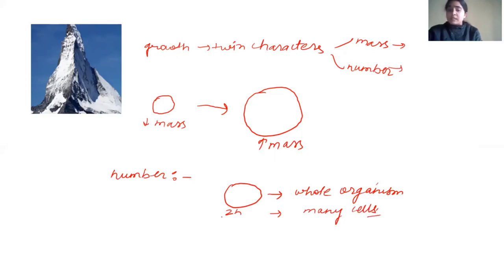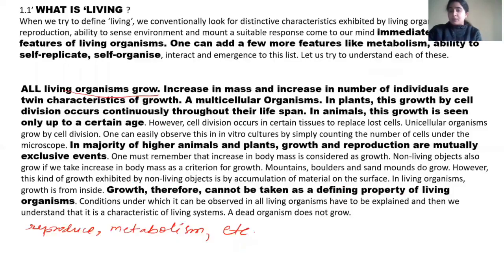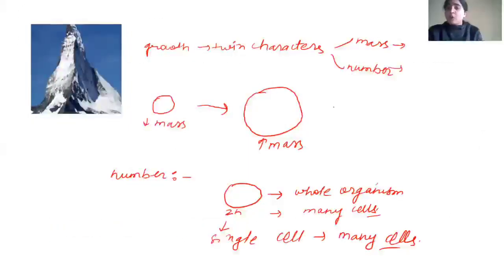So a single cell gets converted into many cells. This is called an increase in number. That means growth has two twin characters, that is, increase in mass and increase in number.